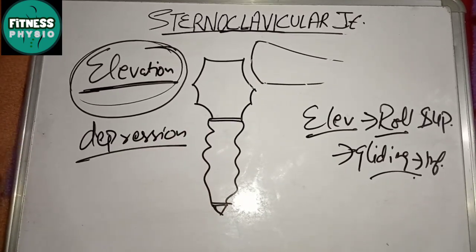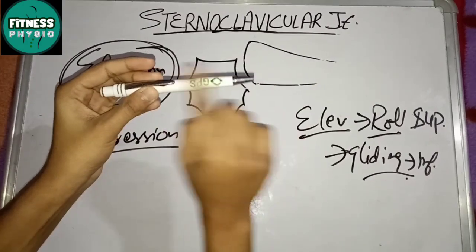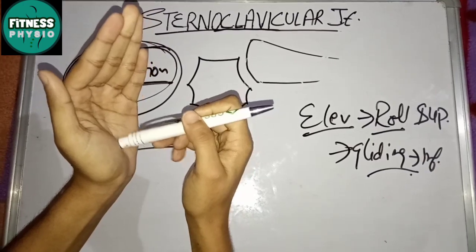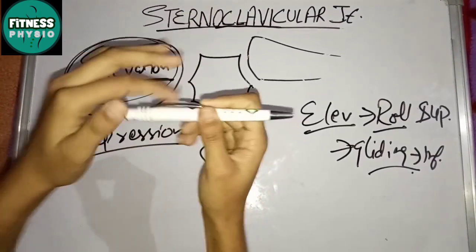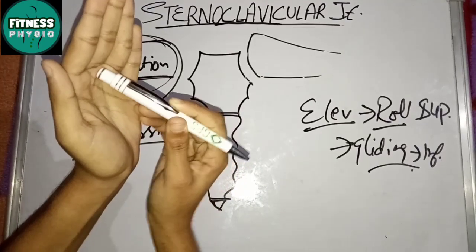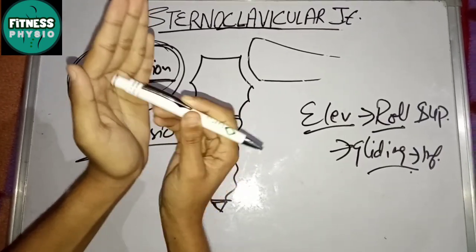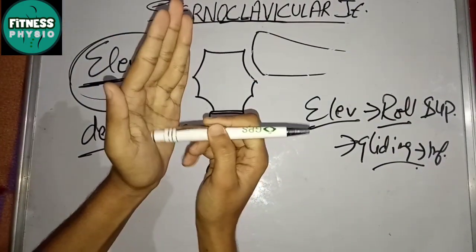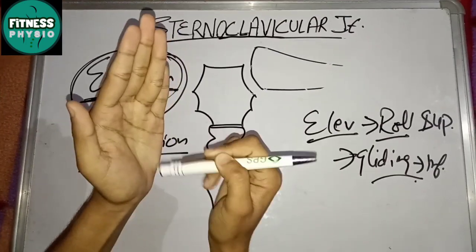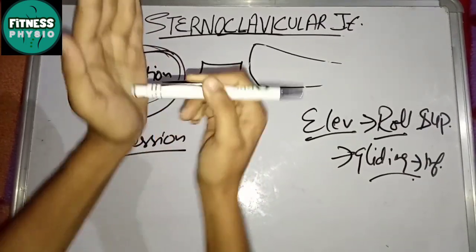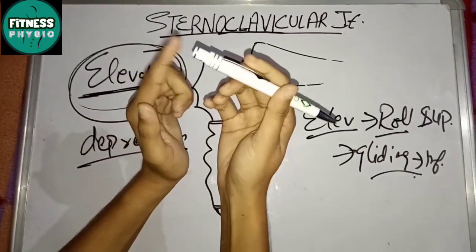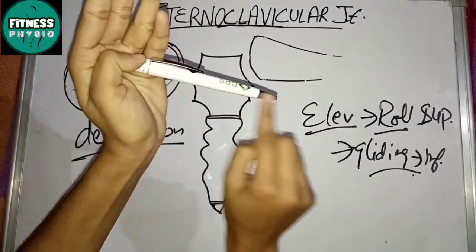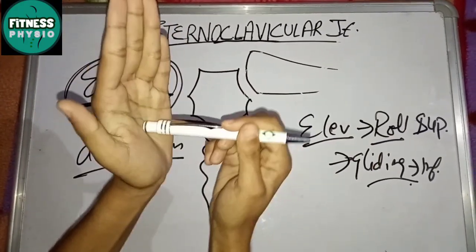Next is depression. In depression, your clavicle is moving downward. If it moves downward, the rolling is in the inferior direction and the gliding is in the superior direction. See, this is your manubrium sterni and your convex medial end. So if depression occurs, with the clavicle moving downward, which glide is there?